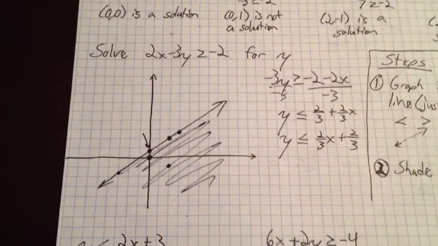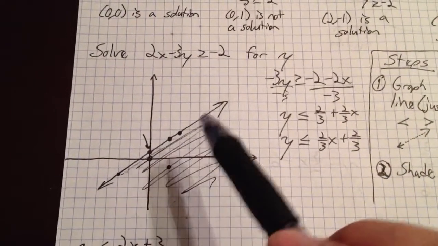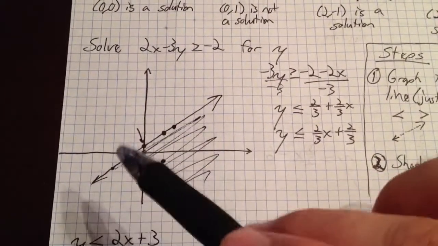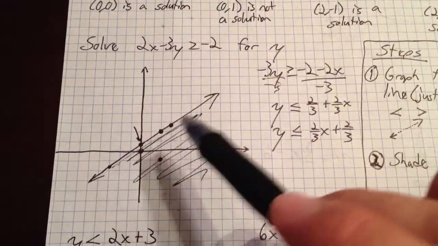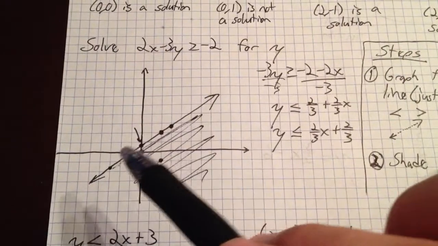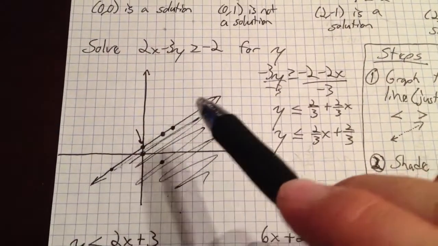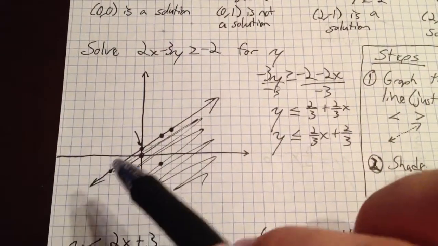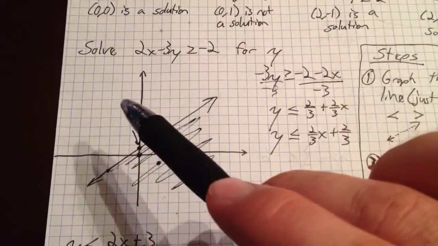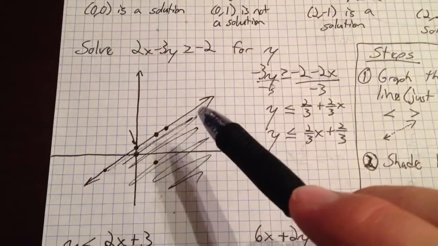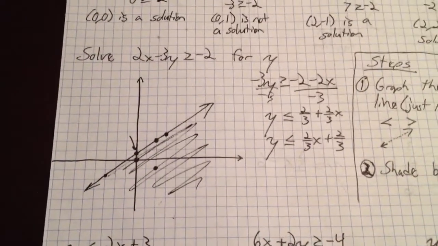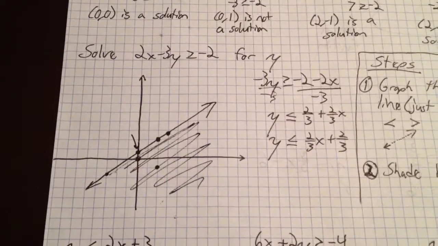Less than or equal to means on the line or below. Greater than or equal to would be on the line or above. Less than would have a dotted line shaded only below. Greater than would have a dotted line shaded only above. So the solid line tells me the solutions on the line work. The dotted line tells me that the solutions on the line don't work.